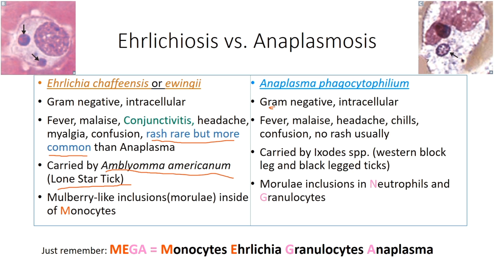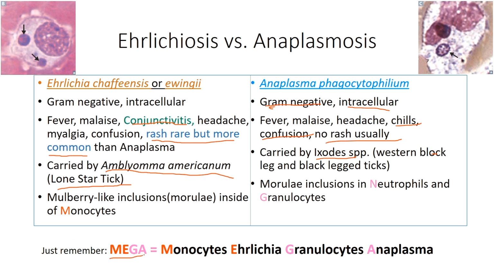So let me talk about anaplasmosis disease. Anaplasma phagocytophilum is actually a gram-negative intracellular as well, so they're very similar. Fever, malaise, headache, chills. Chills you still can get in Ehrlichia. I just didn't write it there because it's less common. Confusion, but this one usually doesn't have a rash. So again, that rash thing is kind of helpful, in addition to conjunctivitis. Remember, it's not all or nothing once you see that conjunctivitis. This is carried again by the Ixodes, the black-legged tick, not the Western ones.